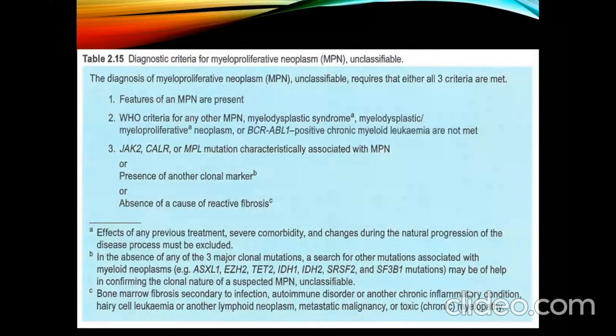Lastly, the diagnostic criteria included by WHO for MPN unclassifiable are: features of MPN should be present, but WHO criteria for any other MPN should not be met. JAK2, CALR, and MPL mutations characteristically associated with MPN should be there, or presence of another clonal marker should be there, or absence of a cause of reactive fibrosis should be there.